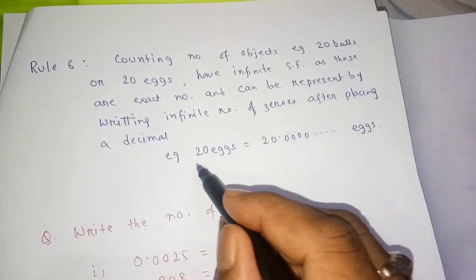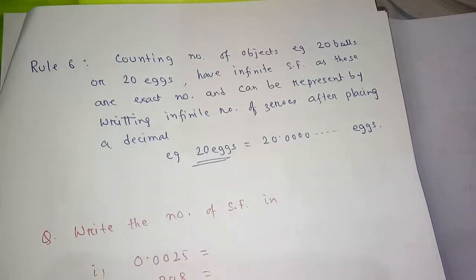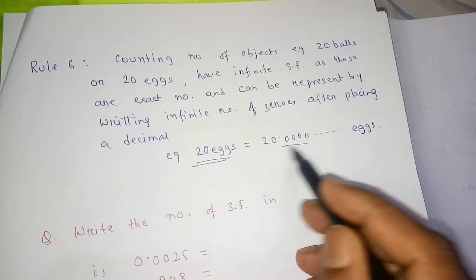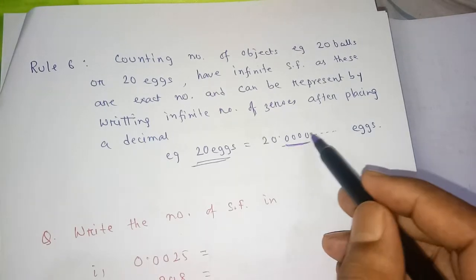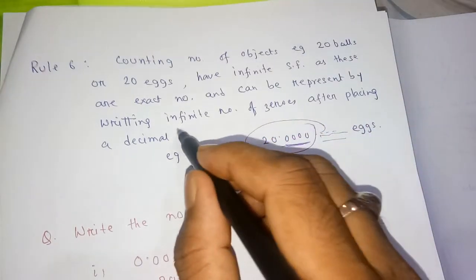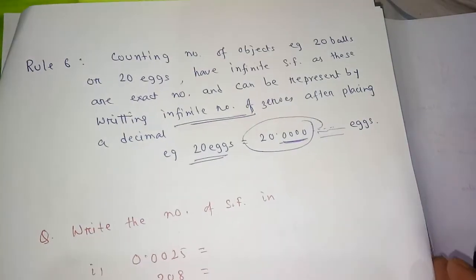For example, counting means you have 20 eggs, 20 marbles, 10 bananas. All these things are counting numbers. These are exact figures. So 20 is 20.0000, and nothing will affect it. It continues, and this contains an infinite number of significant figures.